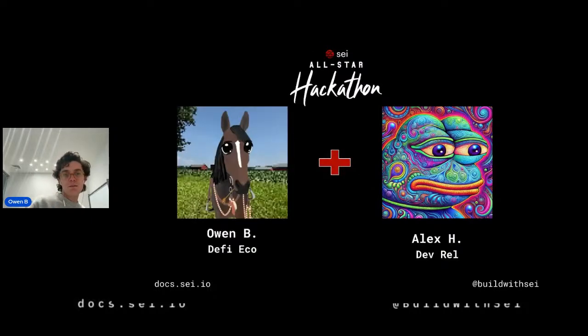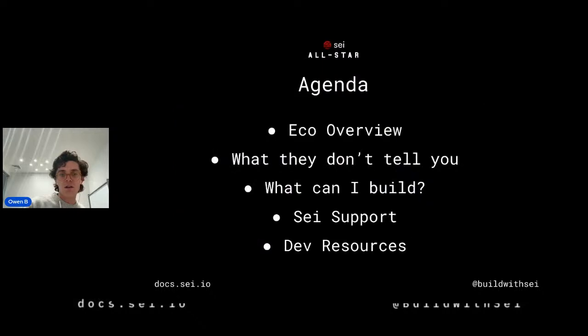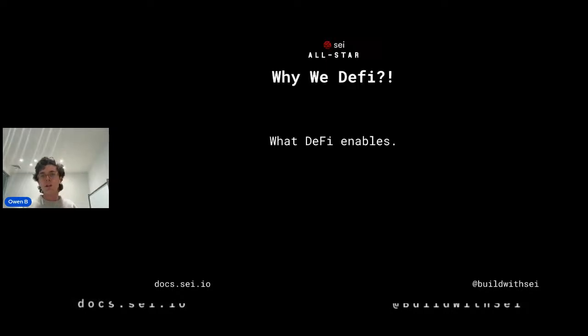So this is building DeFi. I'm Owen. Alex will also be on as well. Our agenda for today is first what's DeFi and why we're building it, then an ecosystem overview, what they don't tell you, what can you build, the Say support that we provide, and then dev resources, which Alex will take off. So first, why do we DeFi? Why do we not just do this off chain?